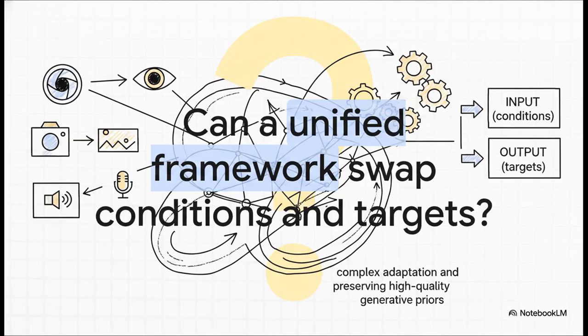Well, it led the creators of UniVidX to pose one fundamental research question. Can we design a unified framework that allows any visual modality to act as a condition, meaning an input, or a target, meaning an output? Basically, can we make a system where you can arbitrarily swap these layers around? Solving this is incredibly complex, mostly because the model has to adapt to totally distinct modality distributions while simultaneously preserving its high-quality generative priors. That's essentially the model's fundamental understanding of reality that it was originally trained on.